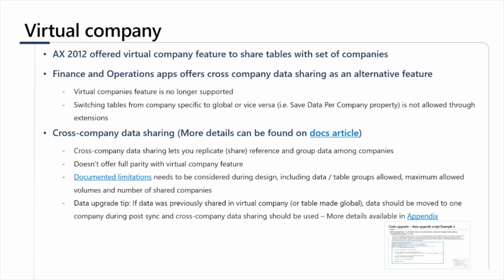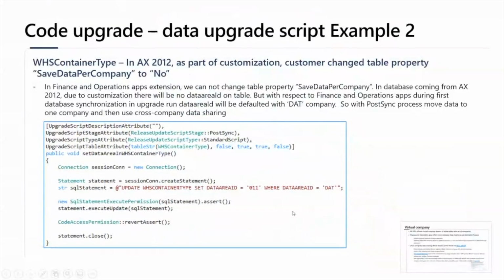And also, if you are working with a customer who has used virtual companies, or a table that was company specific that they made global, then there is a consideration from a data upgrade script perspective, right? What you need to do is create a data upgrade script that moves the data into a specific company before you can configure the cross-company data sharing. When you get the slides, you will see this. We are also sharing an appendix with a sample script that helps you go through that.